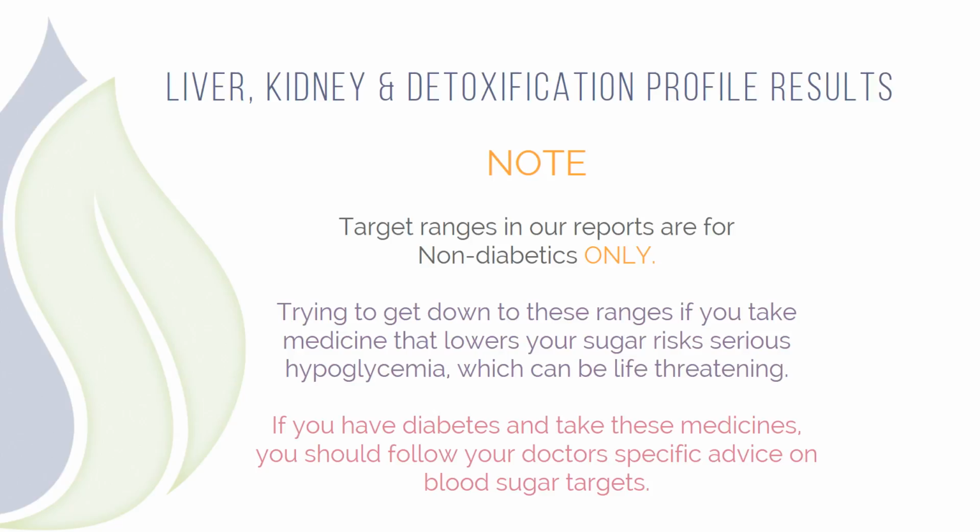We want to make note that our ideal ranges for blood sugar are for people who don't have diabetes and take insulin or other medicines that lower sugar. If you're non-diabetic or just pre-diabetic, not on these kinds of medicines, then getting to these ranges may be a good health move. On the other hand, if you try to get down to these ranges and you take medicines that lower your sugars, you risk serious hypoglycemia, which can cause coma, death, stroke, and other serious complications. If you have diabetes and take these medicines, you should follow your doctor's specific advice on blood sugar targets and not use these.